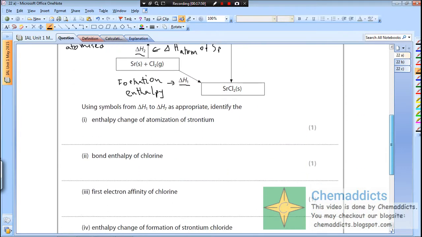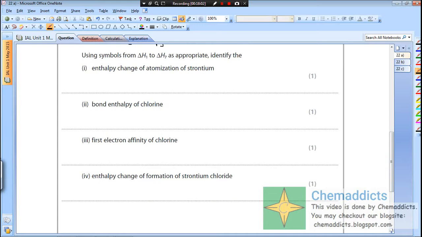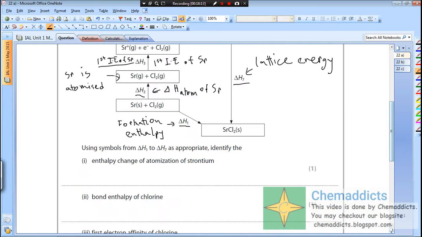Now let us answer the question. Using symbols from del H1 to del H7 as appropriate, identify the enthalpy change of atomization of strontium. Okay. So atomization. So this should be del H2. So this step should be atomization, del H2. In del H2, strontium has been atomized. So the answer should be del H2.